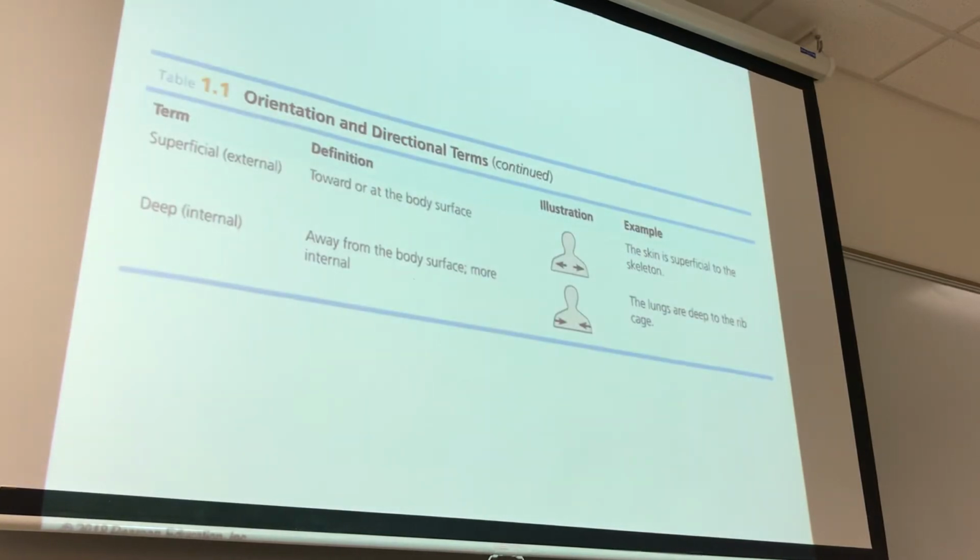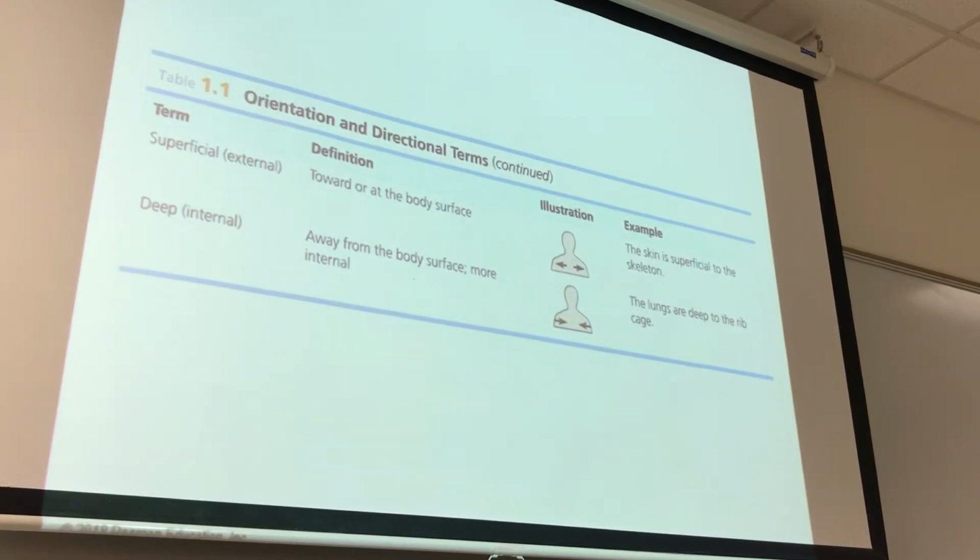Superficial and deep. Superficial means closer to the surface of the body. Deep means closer to the core of the body. But for superficial and deep to work, whatever is superficial has to surround whatever is deep. So for example, my rib cage is superficial to my heart because my rib cage completely surrounds my heart, does it not? My heart is deep to my rib cage because it's completely surrounded by the rib cage.